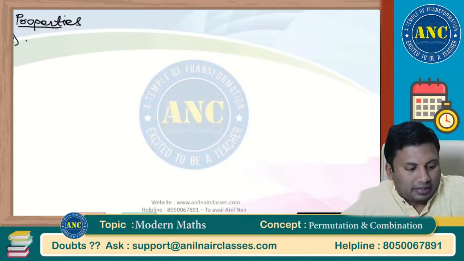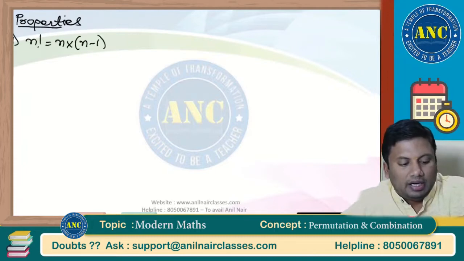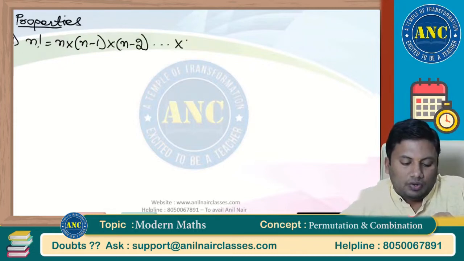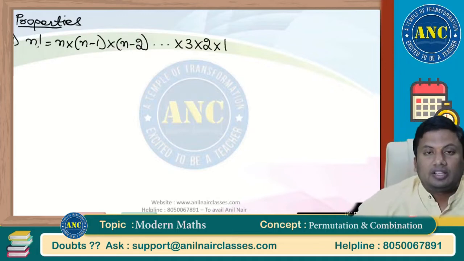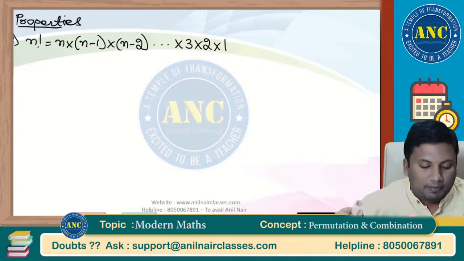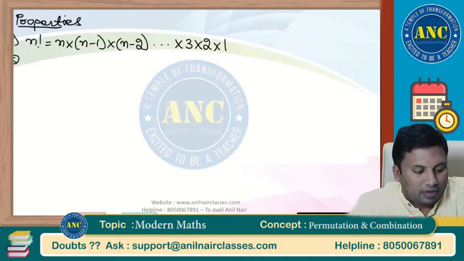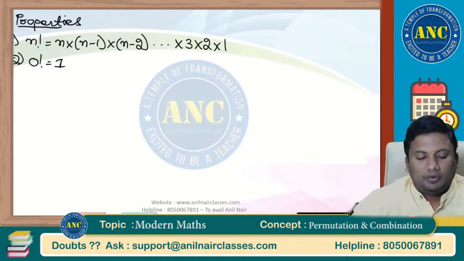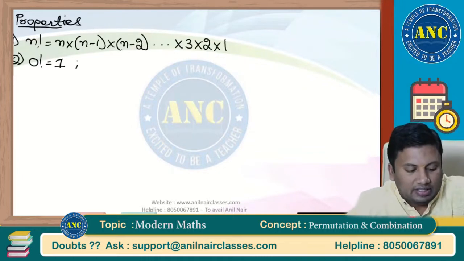First property, n factorial is nothing but n into n minus 1 into n minus 2 and so on up to 3 into 2 into 1. So factorial is nothing but the product of all consecutive natural numbers from n to 1. Next key point, 0 factorial is nothing but 1.